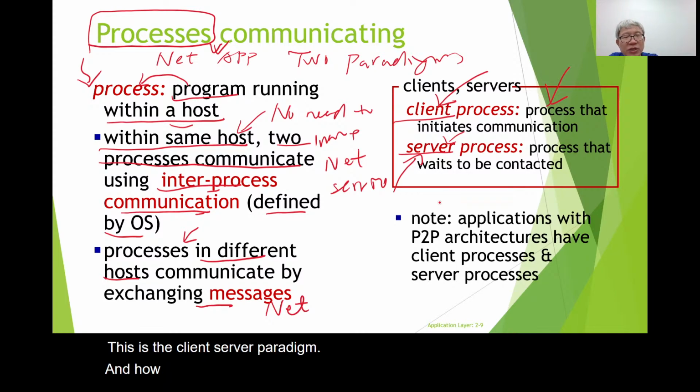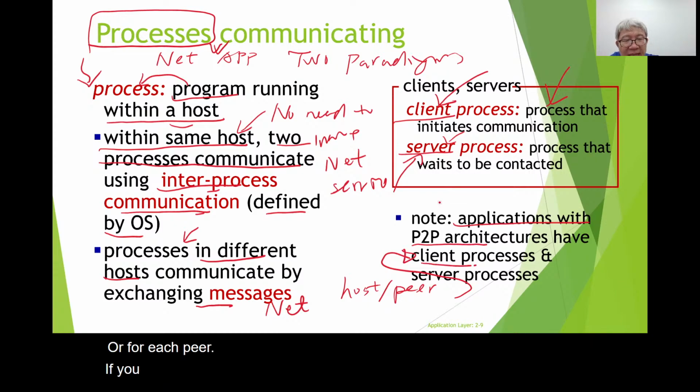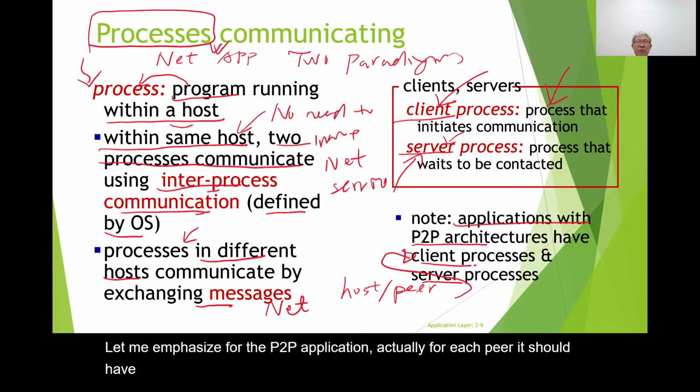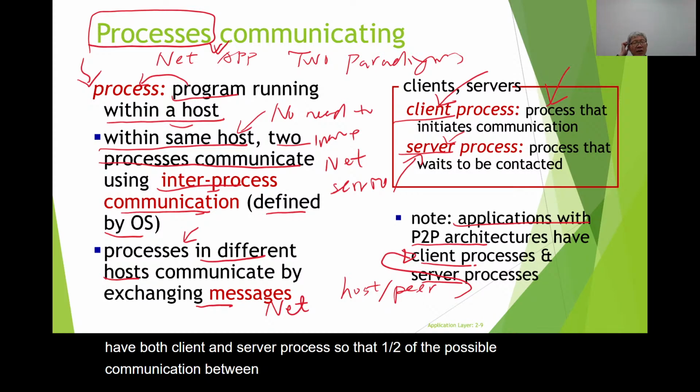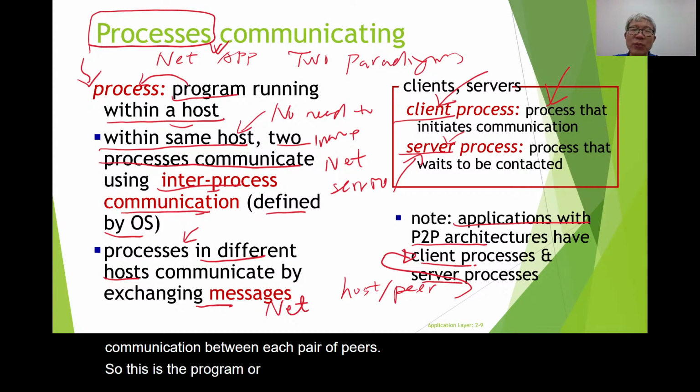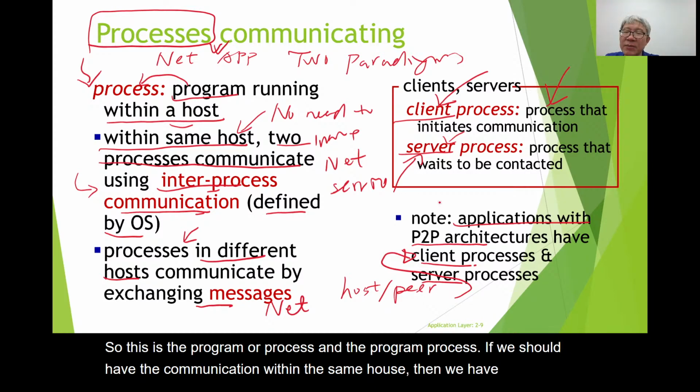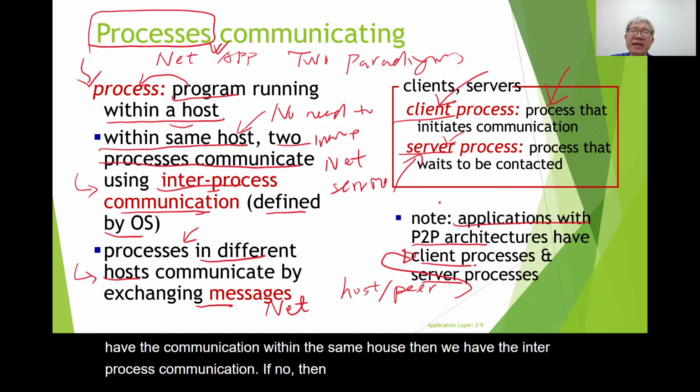And how about an application with the P2P architecture? In fact, for each host, or for each peer, it should have both a client and a server process. Let me emphasize, for the P2P application, each peer should have both a client and a server process, so that we will have possible communication between each pair of peers. Well, so this is the program or process, and if the communication is within the same host, then we have inter-process communication. If not, then we will have the necessary networking.